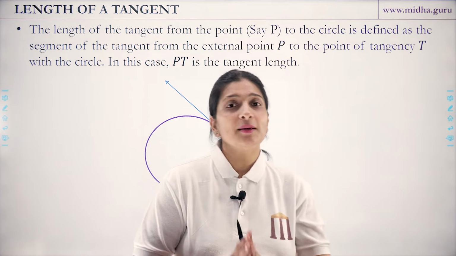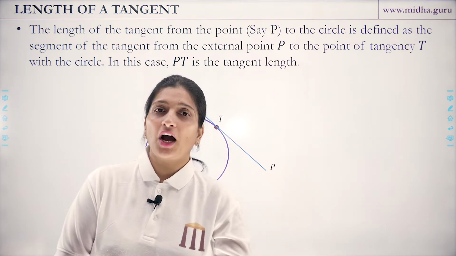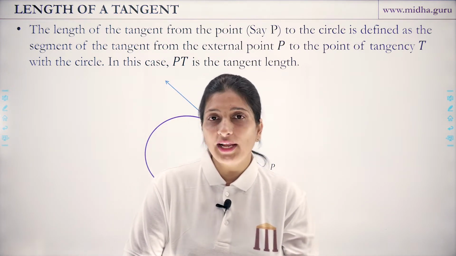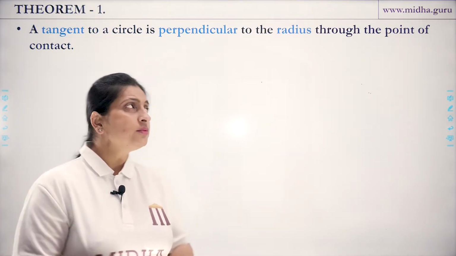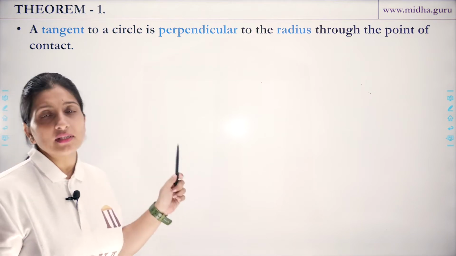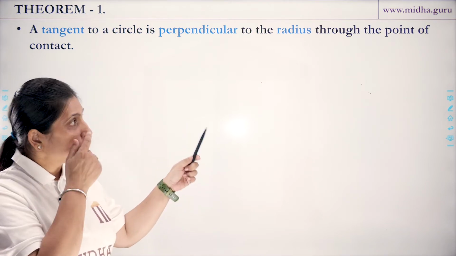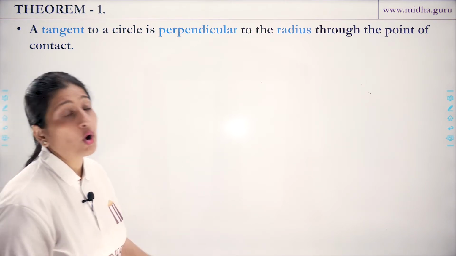This was the concept of tangents. Now we are going to see the theorems related to tangents. Let's see the first theorem. The first theorem says that a tangent to a circle is perpendicular to the radius through the point of contact.